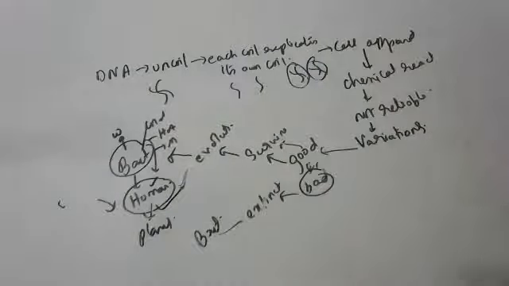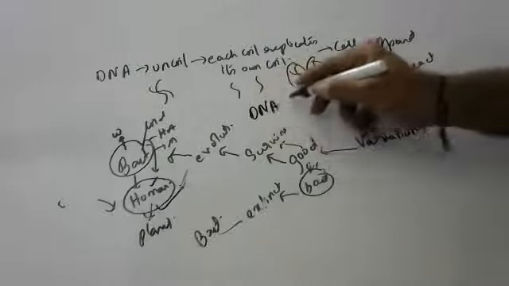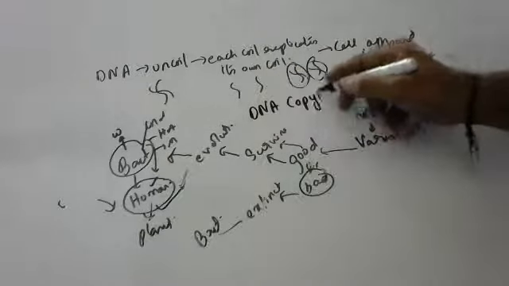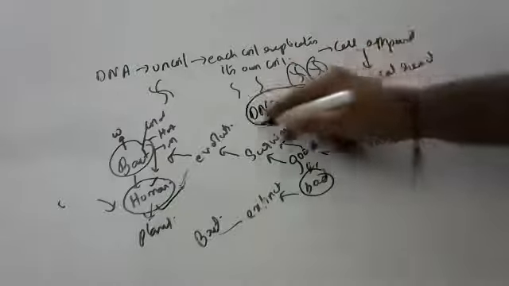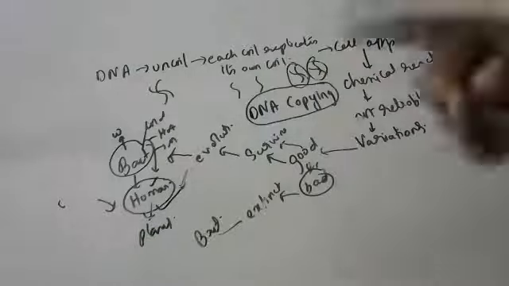This is important. Why do variations occur? Because of DNA recombinations. You have to say DNA copying. Say DNA copying. Why do variations occur? Because of DNA copying. Very, very important answer. One mark. So many times in the board exam they asked why variations occur, because of DNA copying.